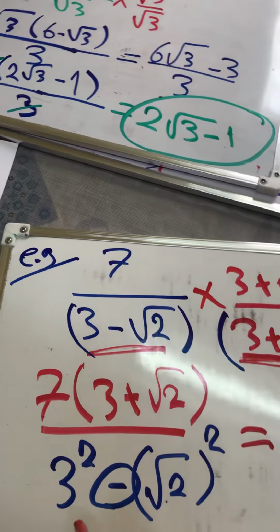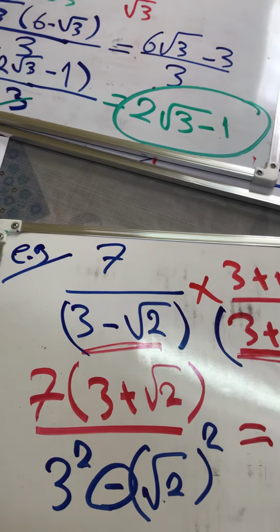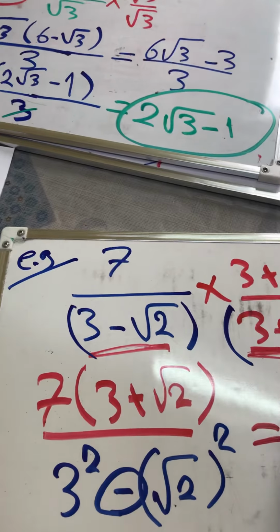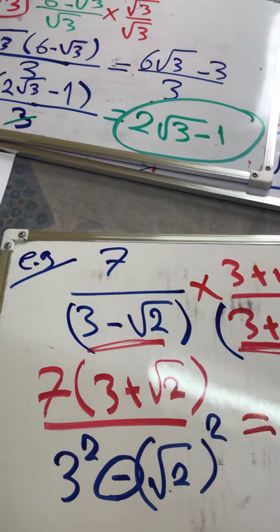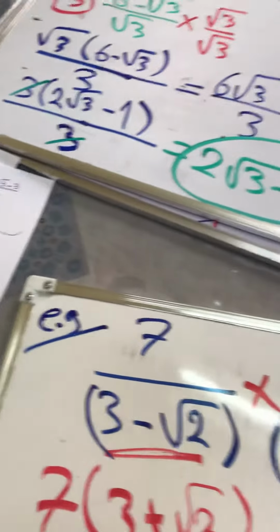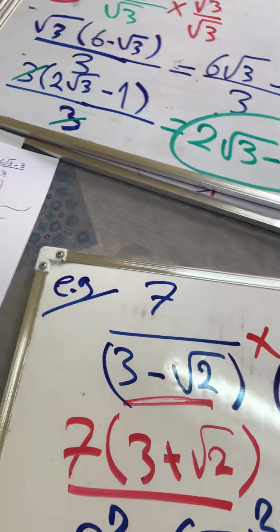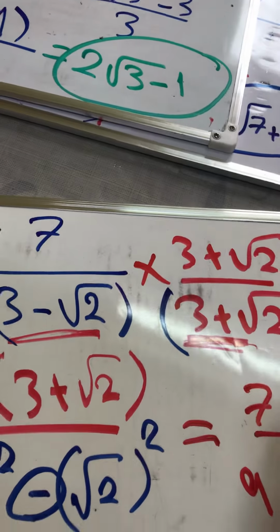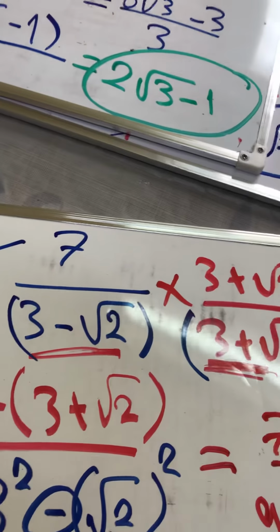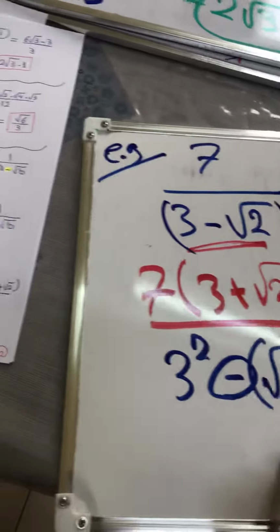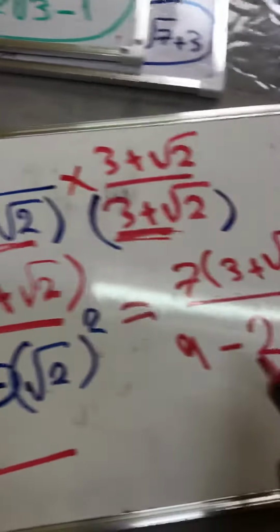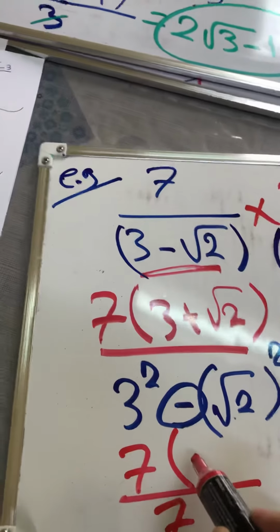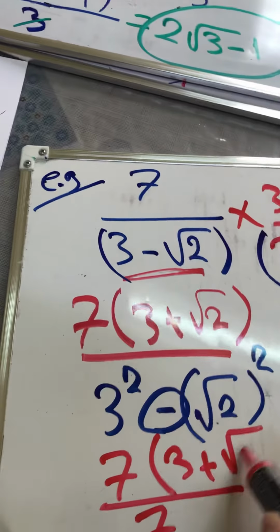So here, 3 squared is 9 minus the square root of 2 squared equals 2, and up top, 3 multiply 7 equals... Okay, I want to tell you something. Don't distribute the brackets here, but in the beginning keep it 7 open 3 plus square root of 2. Why? Because here the answer will be 7. 9 minus 2 equals 7, and I have 7 up, so it's easier to cancel them with each other.